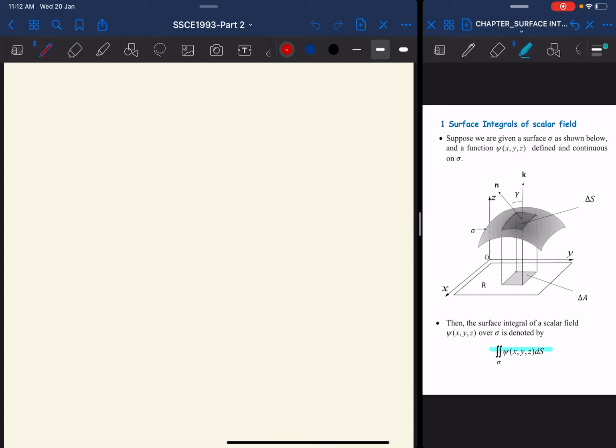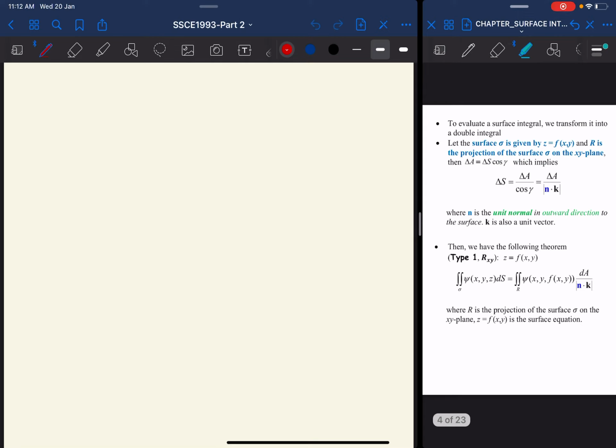If you notice, we have ds, but when we are talking about double integral, we should have dA. So how can we convert from ds to dA actually? Based on the figures in the previous pages, the change of s, since ds is talking about the change of s, can be equal to this one, where n is the unit normal in the outward direction to the surface, and k is also a unit vector here.